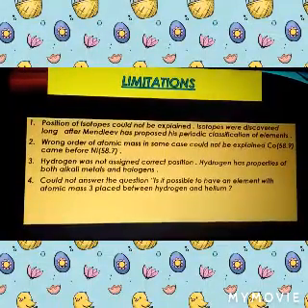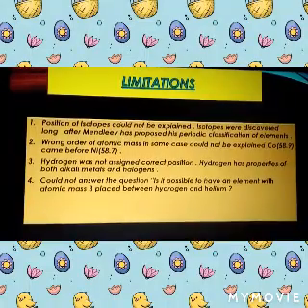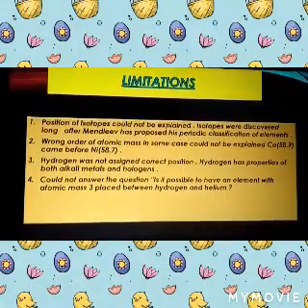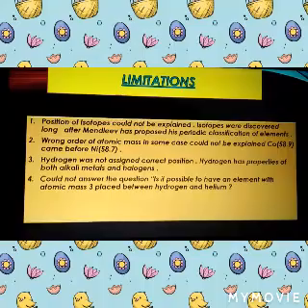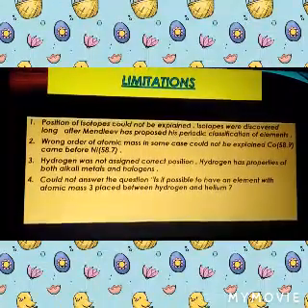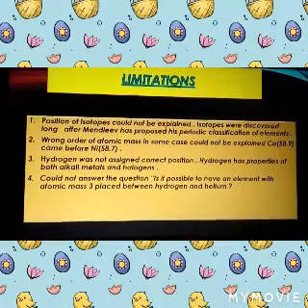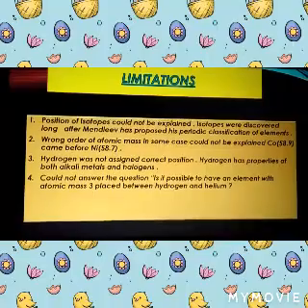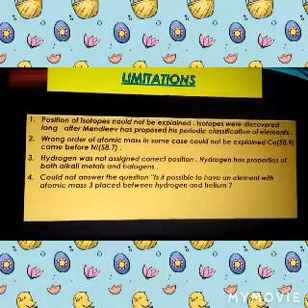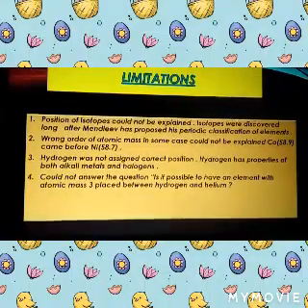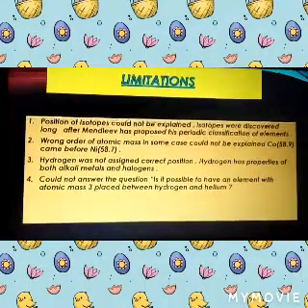Second, the wrong order of atomic mass in some cases could not be explained. Just like cobalt, with 58.9, came before nickel, which is 58.7. Means Mendeleev saw the order of the periodic table in his dream and copied it exactly onto paper. He had not thought about on what basis it is made. He said that it's on atomic mass, but it's also not strictly on the basis of atomic mass.